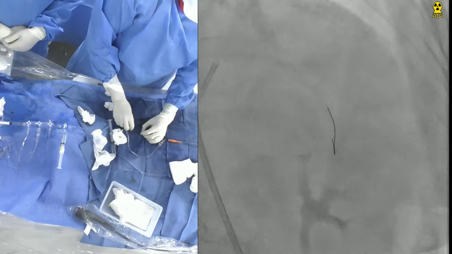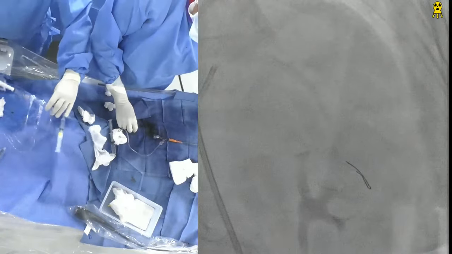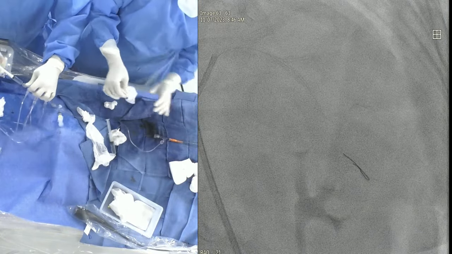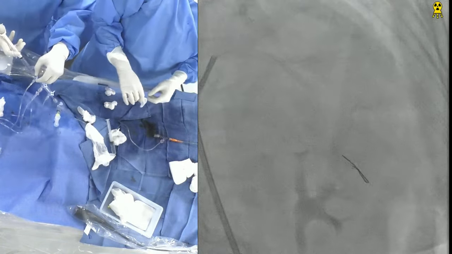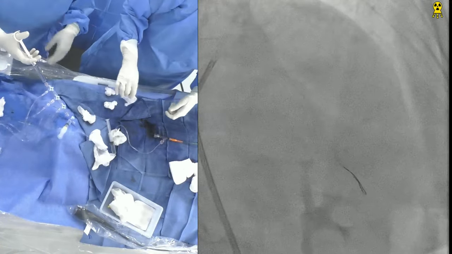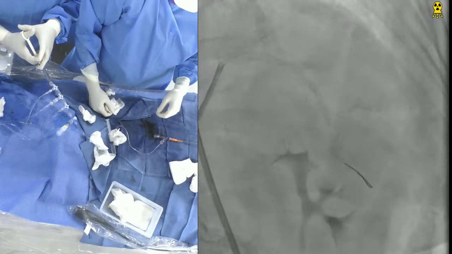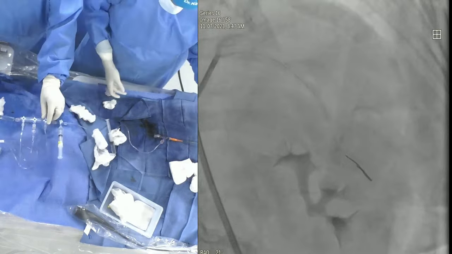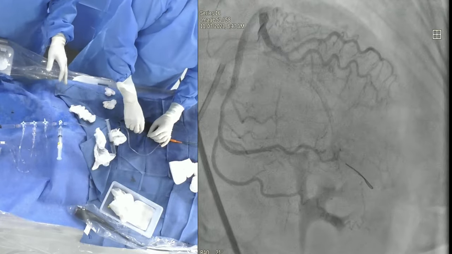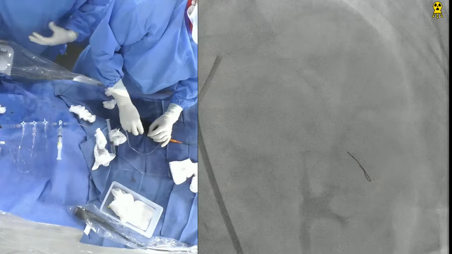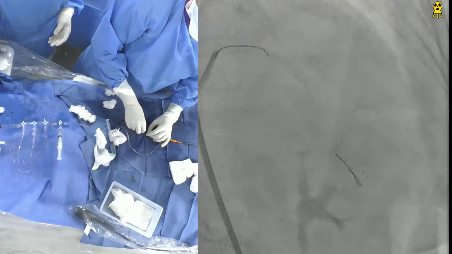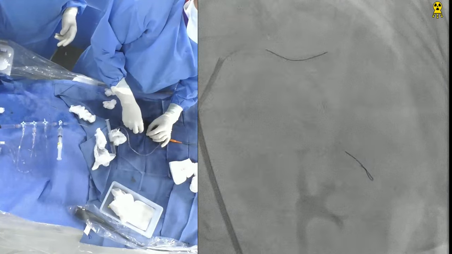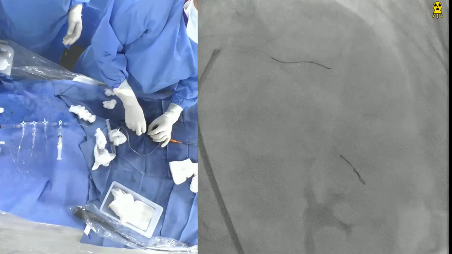Okay, now let's see all the wire. No, it's good. Take a picture now. You want to give a little nitro? One second. Again. Good. You think the same 2.0 balloon will go? Yeah, get the 2.0 balloon cleaned. Let's use the same balloon, same wire. This is the same, our Fielder wire. Good.